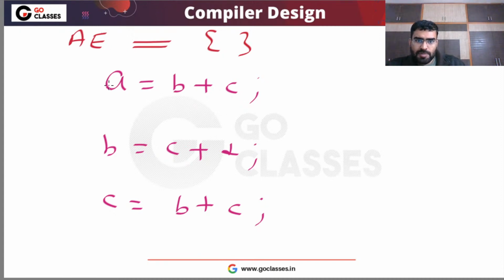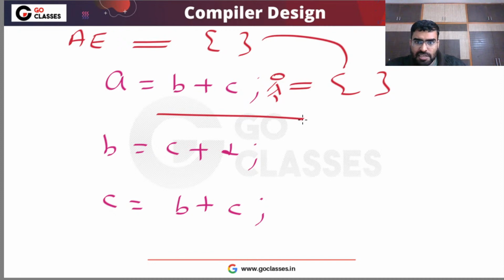What are the available expressions here? That is the same as this, so both are the same, correct, the available expressions at this statement. Now what are the available expressions here? b plus c is the available expression here, correct. So b plus c is available. Now what is the available expression here?